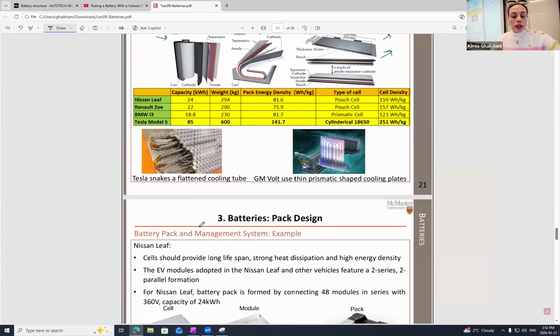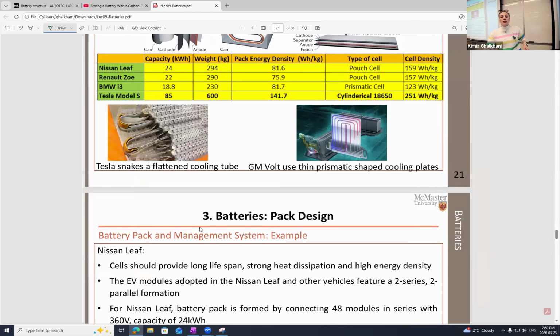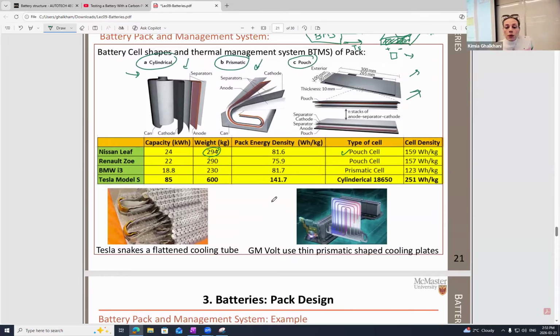I have a table right here, summarizing the capacity, weight, energy density, and of course the type of cell and the cell density for different vehicles. For example, for the Nissan Leaf, the capacity is 24 kilowatts, and the battery pack is 294 kilograms. It's heavy, isn't it? And the modules used in the Nissan Leaf are going to be pouch.